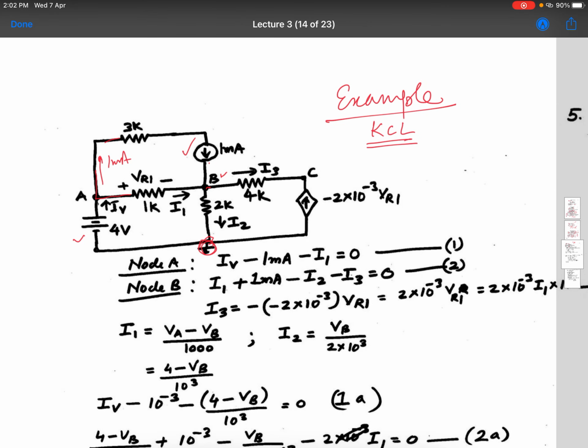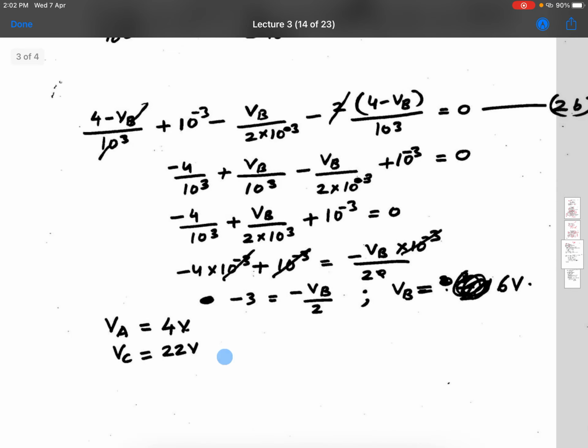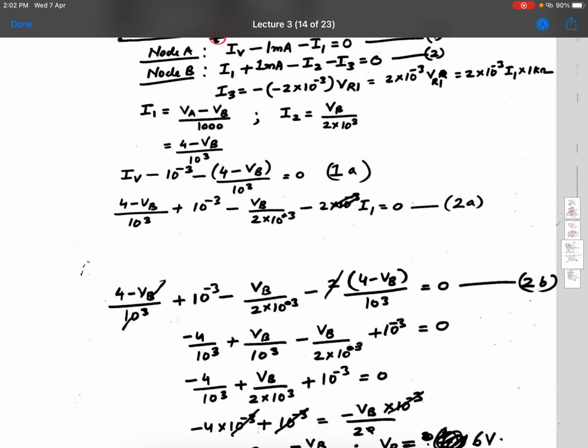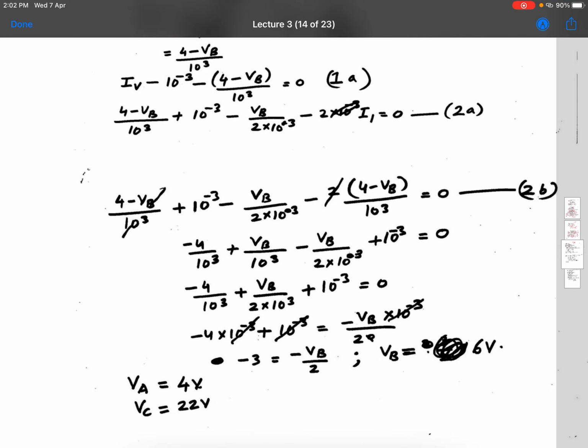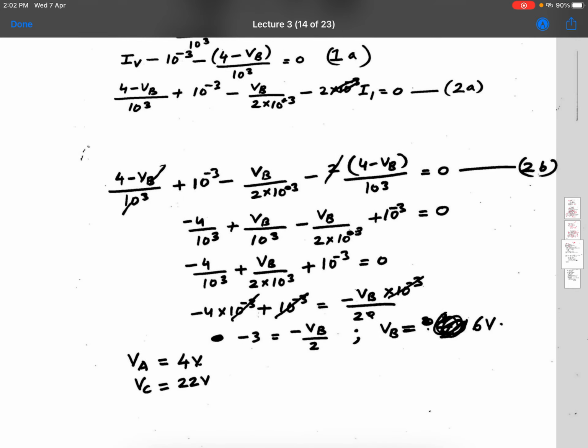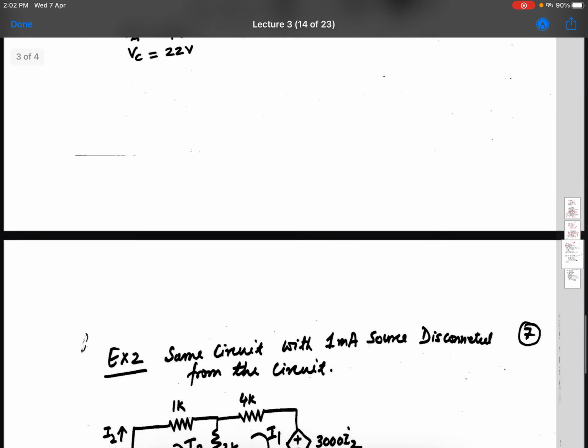You know VB is 6 volts, and you can just see how much current is going through it. So this current is fixed. Using this current you can find the value of VC, which comes out to be 22 volts. You can see the VC value over here. If you remember, I3 is known, and from there you can calculate the value of VC. So that is how you can solve this question, using the KCL equations.